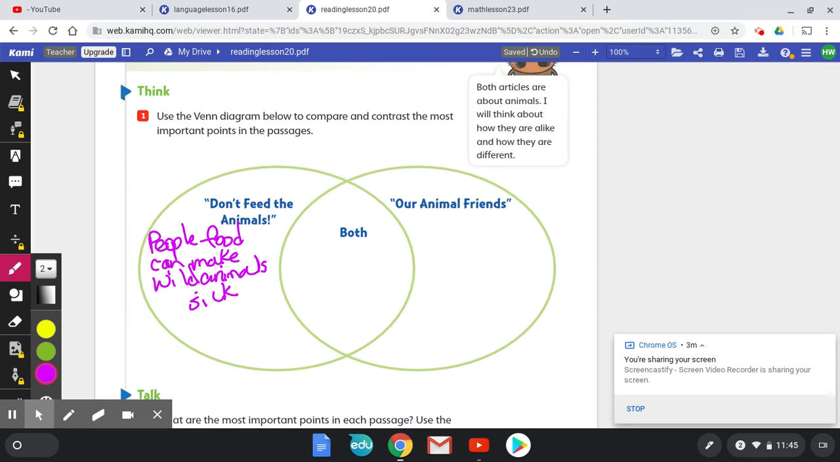Okay, so this is how they're different. This is talking about how the people food can make wild animals sick. Well, this one over here mentions not the first article, but the second article also starts talking about be careful of animals while driving.